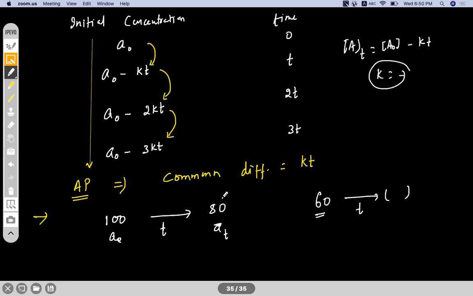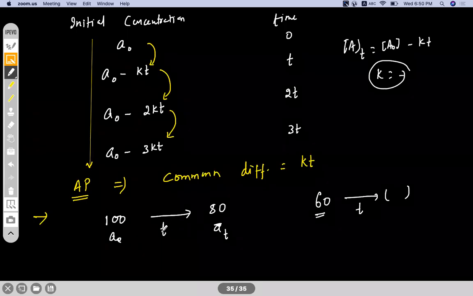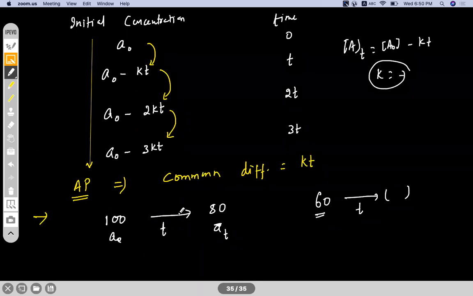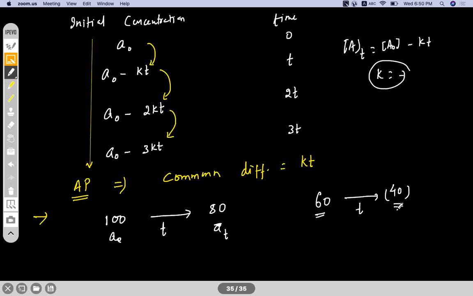Okay, what I'm telling you, with this information, at equal time, equal amount reacts. So 100 to 80, it becomes 20 reacts in this time. So here also, whatever initial concentration you take, in the same time, same amount will react. Hence, 40 is left over here. You don't have to write anything in this question. Yes, understood?